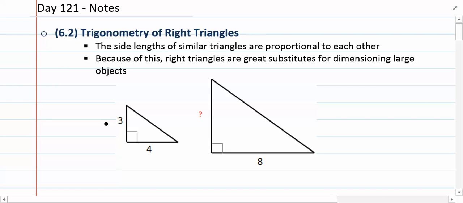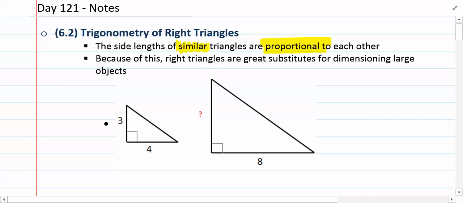Now it's important to remember that right triangles are pretty helpful to us, especially if those two right triangles are similar in shape. Similar means that they're the same shape but a different size. The reason this is particularly helpful is that their side lengths are proportional to one another, so these smaller right triangles are great substitutes for dimensioning large objects.